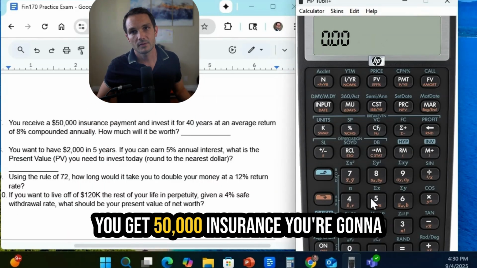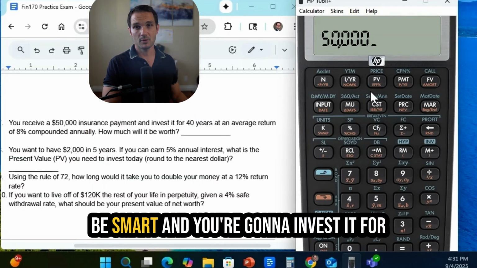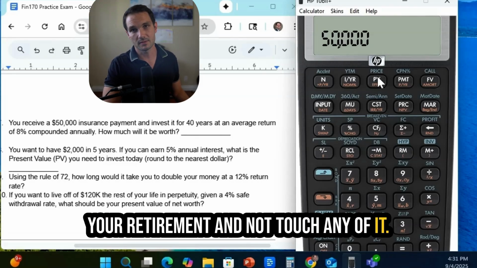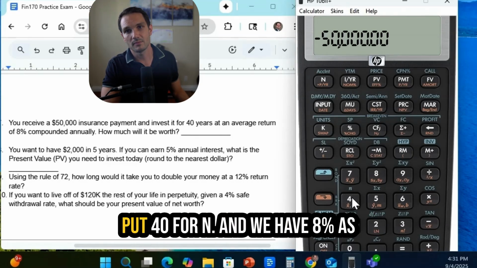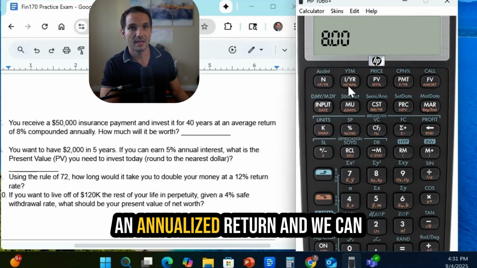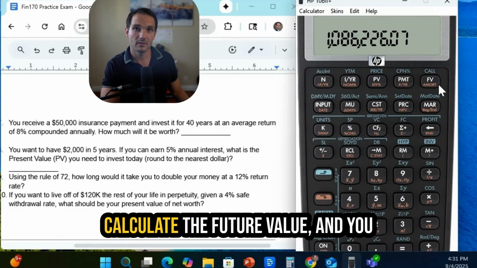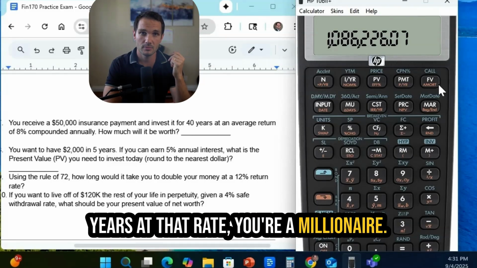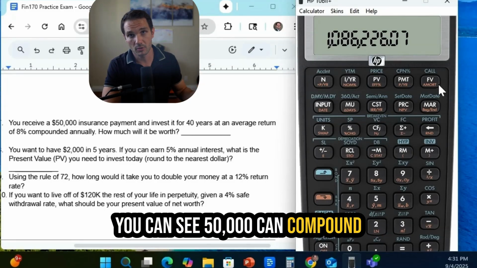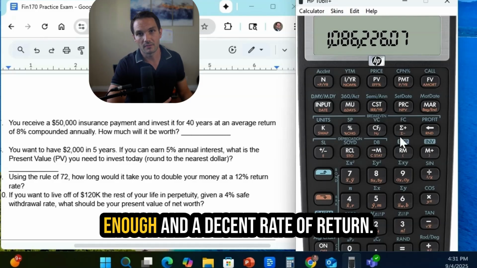You get $50,000 insurance. You're going to be smart and you're going to invest it for your retirement and not touch any of it. We're going to do $50,000 and we're going to invest it today. So that's a negative, put 40 for N, and we have 8% as an annualized return. And we can calculate the future value, and you can see that if you invested it for 40 years at that rate, you're a millionaire. Well, you could see $50,000 can compound quite amazingly if you give it long enough at a decent rate of return.